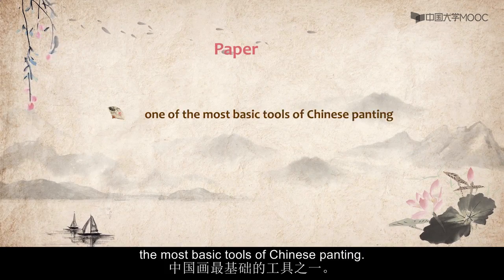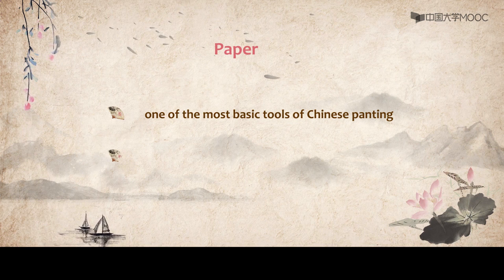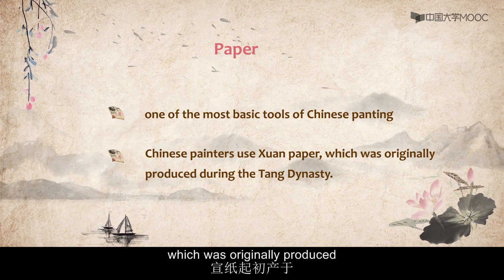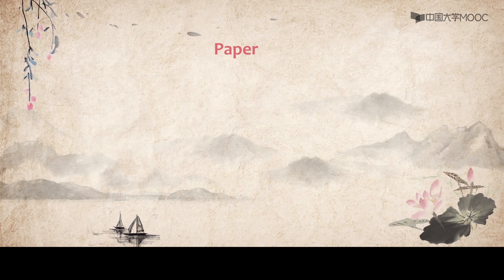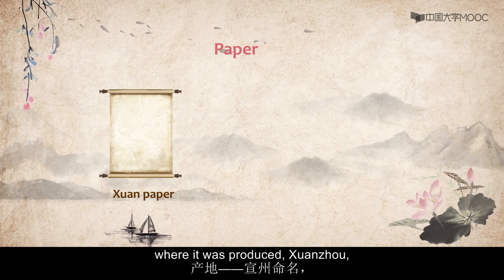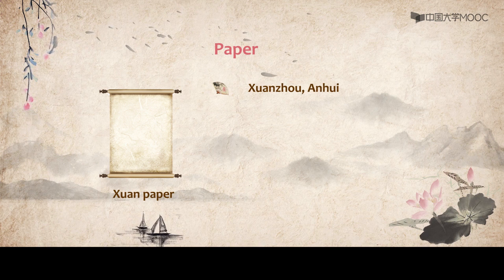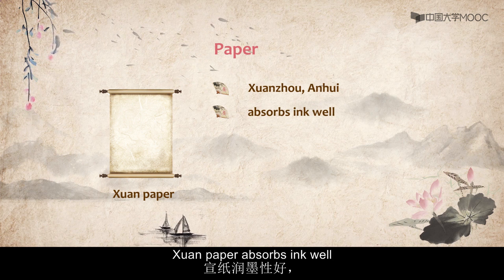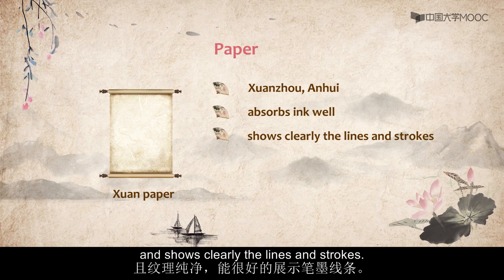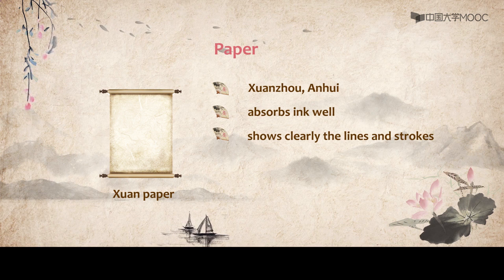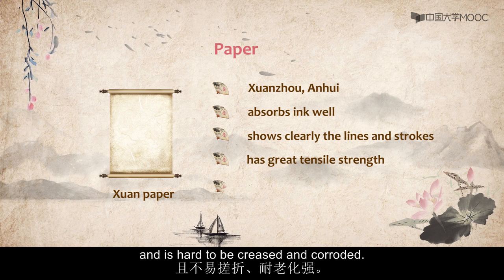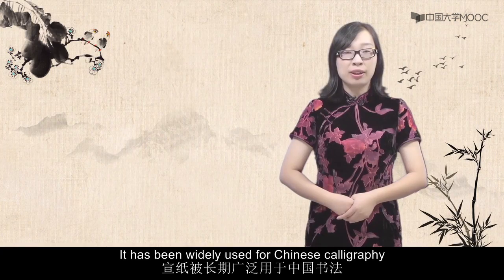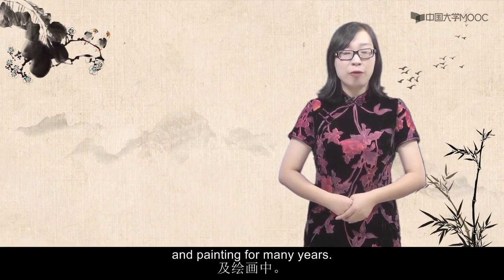Paper is one of the most basic tools of Chinese painting. Chinese painters use Xuan paper, which was originally produced during the Tang Dynasty. It was named after the place where it was produced, Xuanzhou, in today's Anhui province. Xuan paper absorbs ink well and shows clearly the lines and strokes. It has great tensile strength and is hard to be creased and crowded. It has been widely used for Chinese calligraphy and painting for many years.